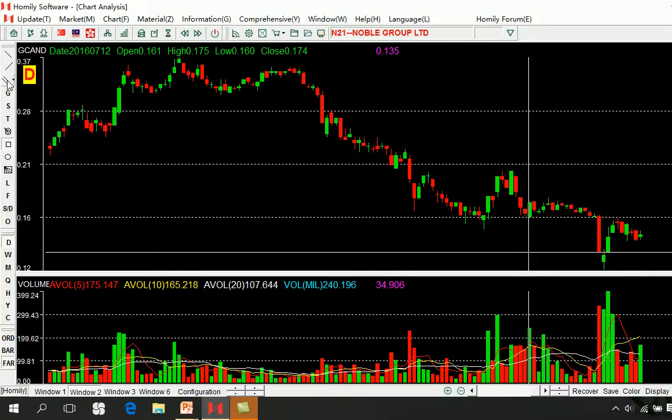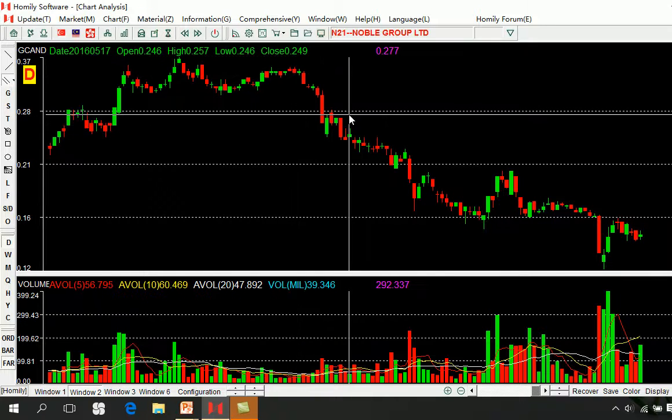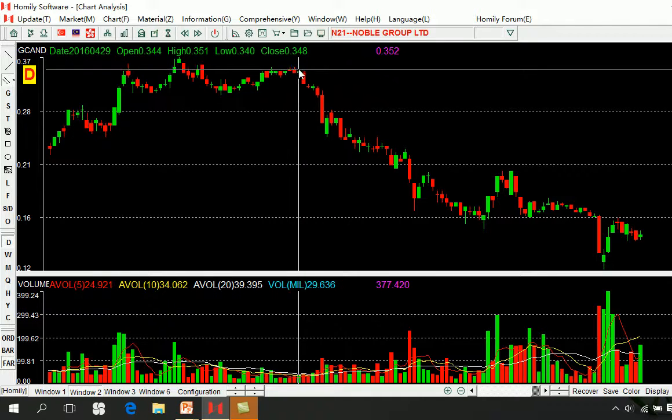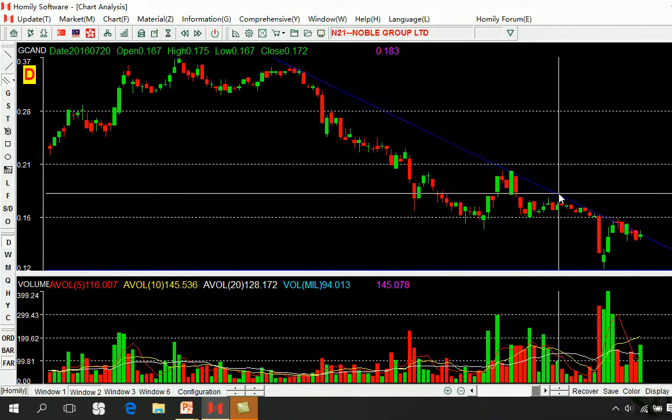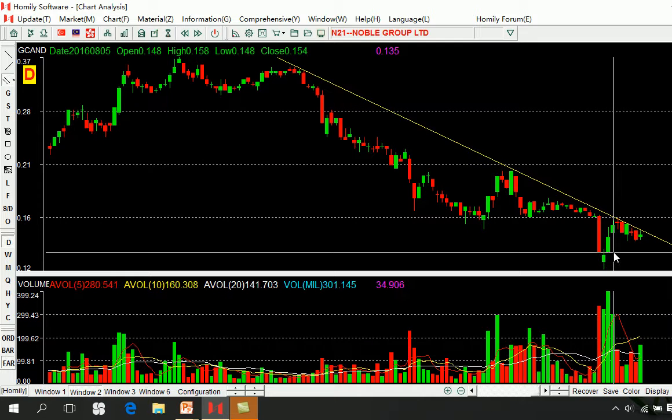Then we can draw the trend line and connect the parallel line. We know that the trend is in a downtrend, so we can connect the high point to the next high point. Okay? So this one. Can you tell me whether this trend line is effective or not? Obviously, it's effective because at least 3 points touch the trend line, which means that the trend line is effective.